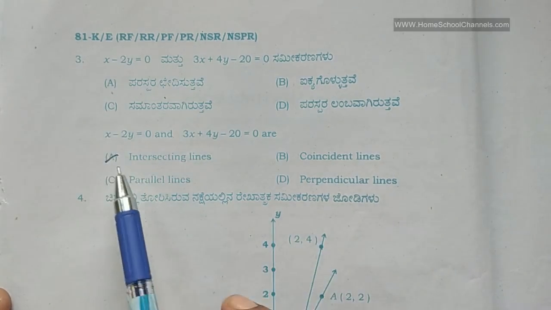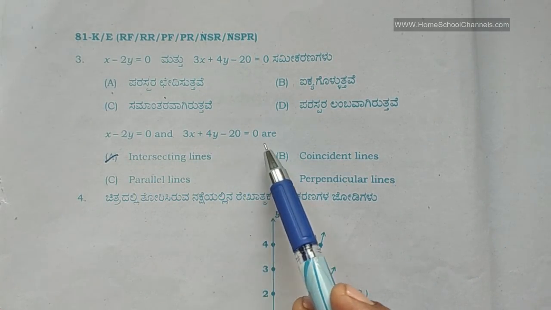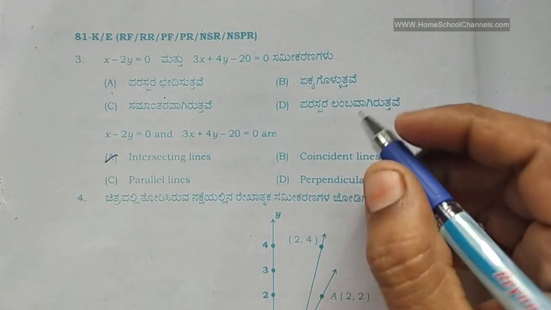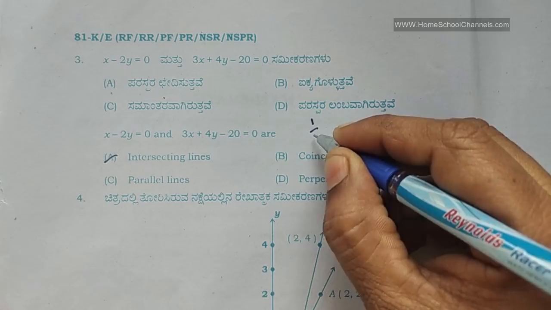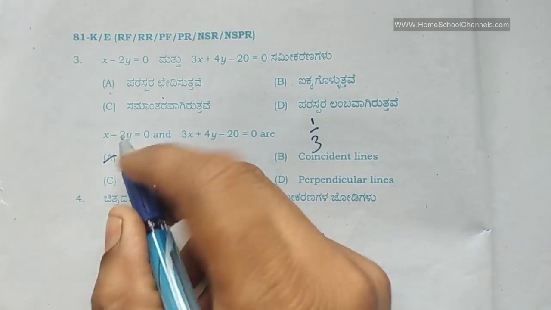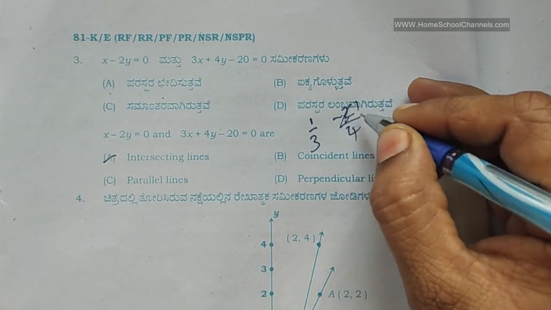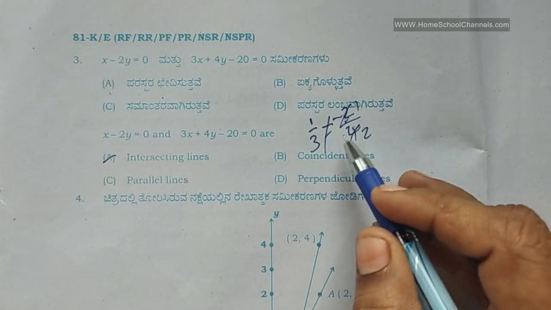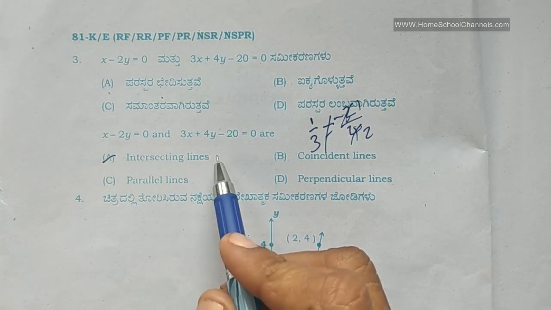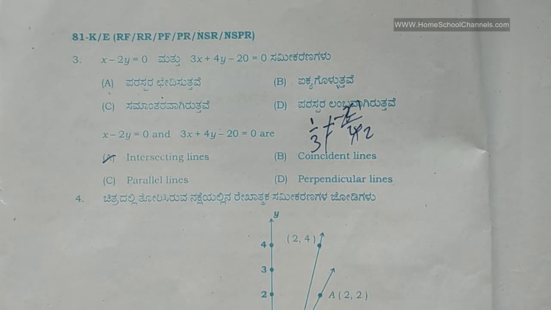Third one, x minus 2y equal to 0 and 3x plus 4y minus 20 equal to 0 are. See here, the two lines, you need to compare the coefficient ratio: 1 by 3 and here minus 2 by 4. Compare here, this will be minus 1 by 2, and 1 by 3 is not equal. If the two ratios are not equal, the lines are intersecting. So option A, intersecting lines, is the correct answer.